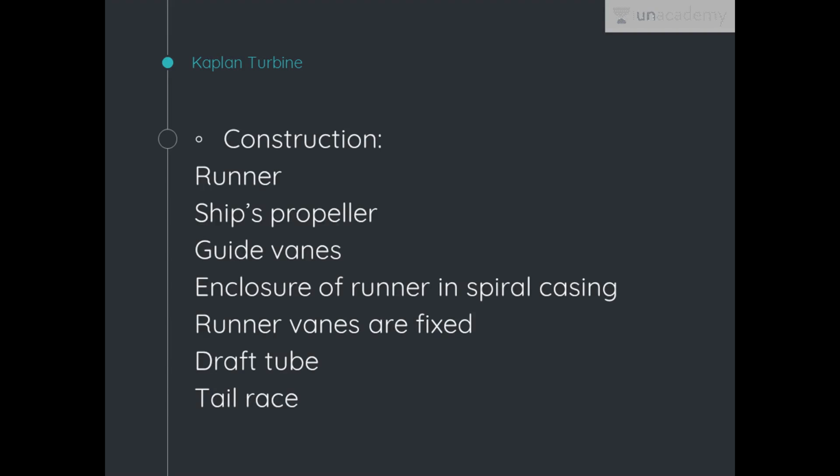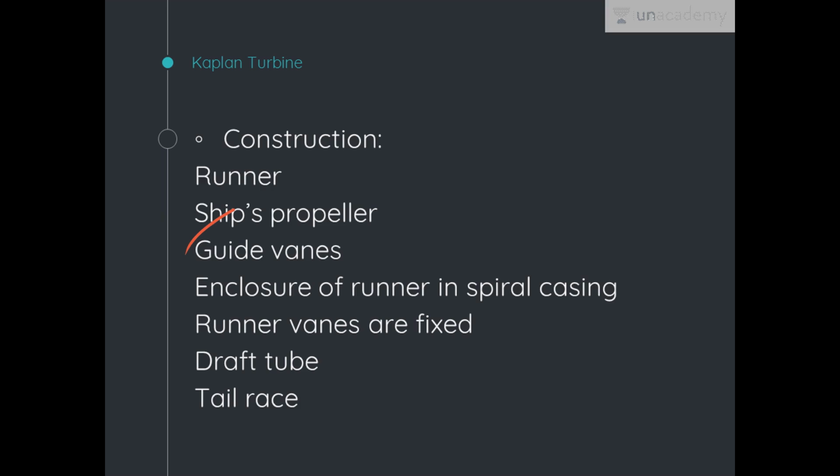Let's move on to the Kaplan turbine. The Kaplan turbine actually has two views. Here the runner is called the boss or hub. It resembles a ship propeller. It is the extension of a vertical shaft, and there are a number of guide vanes which are enclosed in a guide wheel. The runner is enclosed in a spiral casing or a scroll casing.